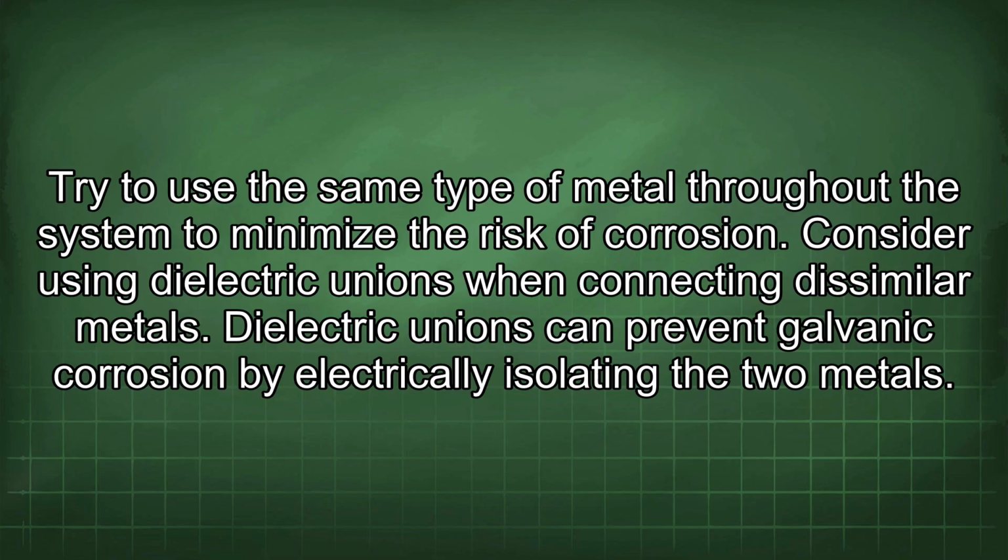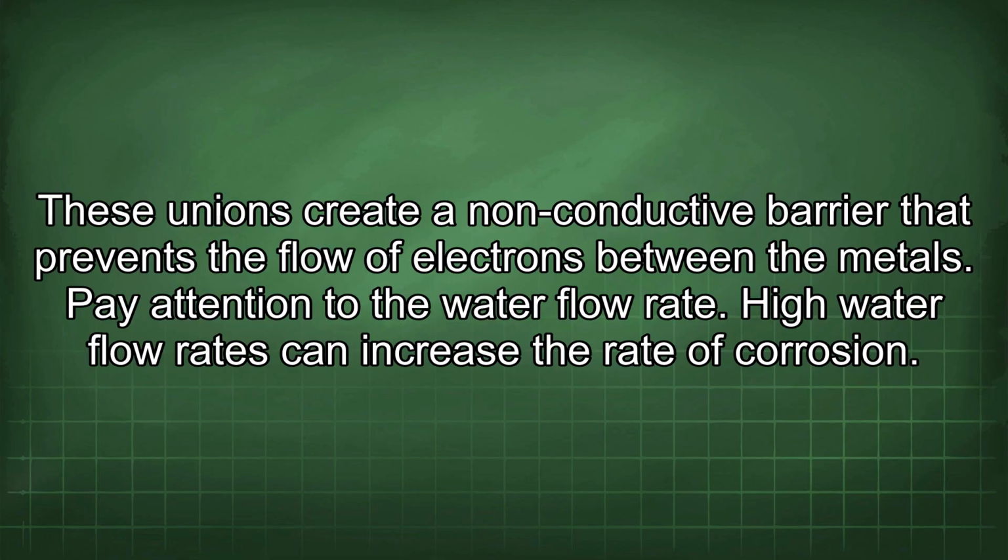Consider using dielectric unions when connecting dissimilar metals. Dielectric unions can prevent galvanic corrosion by electrically isolating the two metals. These unions create a non-conductive barrier that prevents the flow of electrons between the metals.